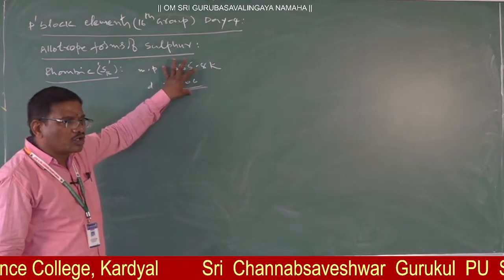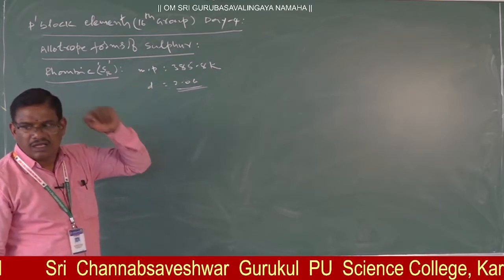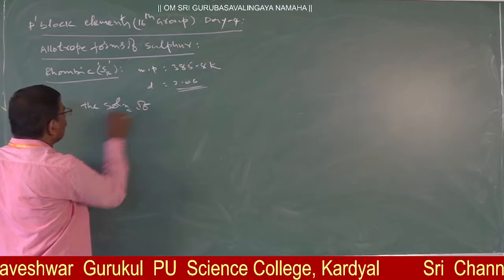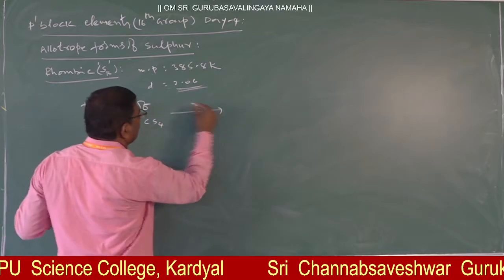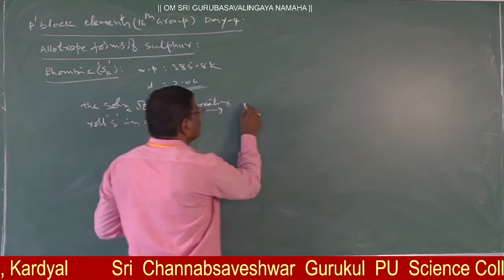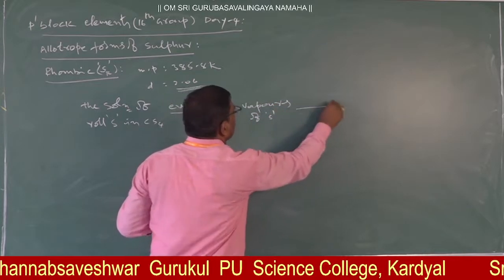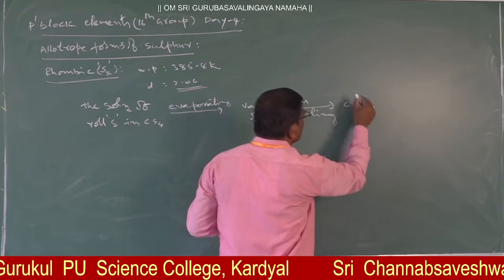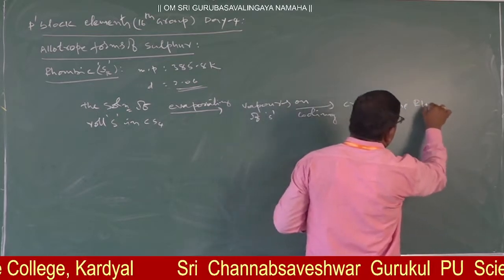Now here it is obtained when the solution of roll sulfur in carbon disulfide, on evaporating, gives vapors of sulfur, which on cooling will give crystalline rhombic sulfur.